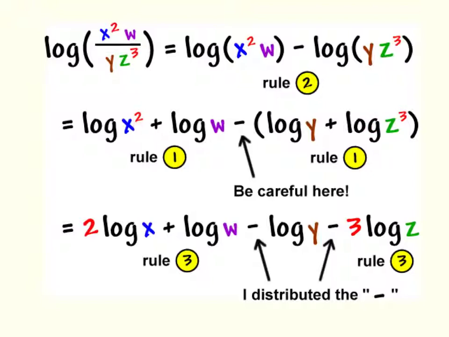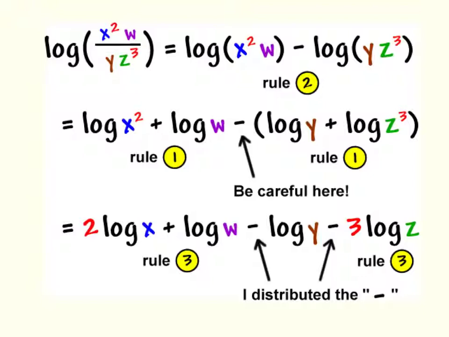So last part, rule 3, x squared. Remember, we can bring that out in front to become 2 log of x. We still got our log of w. Now distribute the minus, and then the z cubed becomes 3 log z. Not too bad.